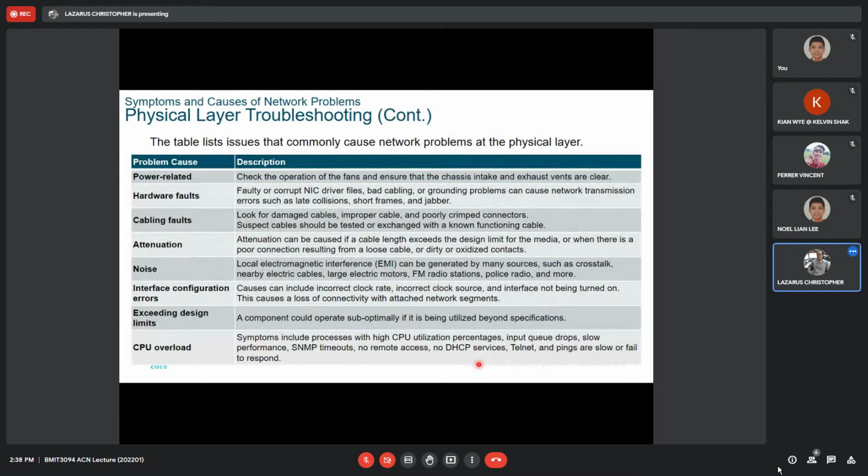This table shows what can happen at the physical layer. Power related, which can tell you about all the problems lately we're having in Penampang about the power cut. It has caused problems for electronics. Sometimes even with a power surge protected socket, it can still cause problems. One of my power adapters, I think it's damaged already after several power cuts.